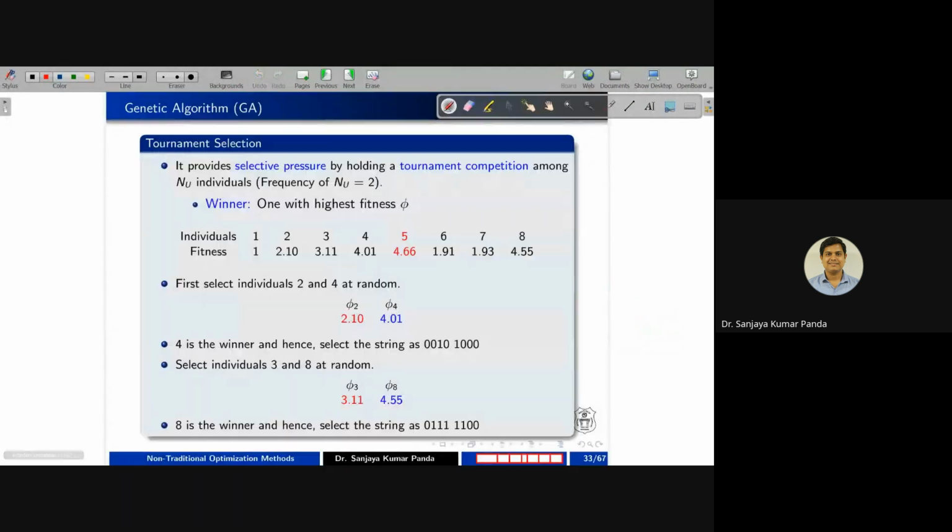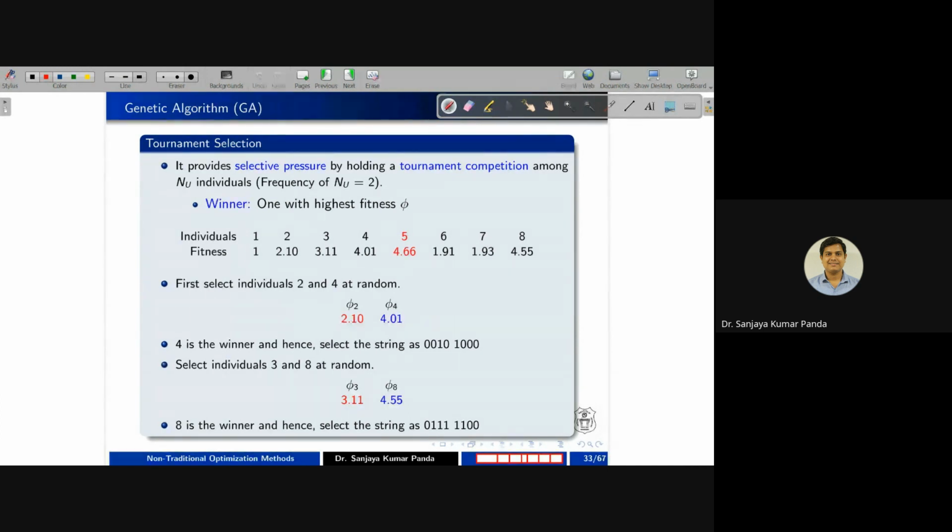So in order to avoid this, we have another selection method called tournament selection. Like we know football match, we know cricket match, and we know any match happens between two different parties.